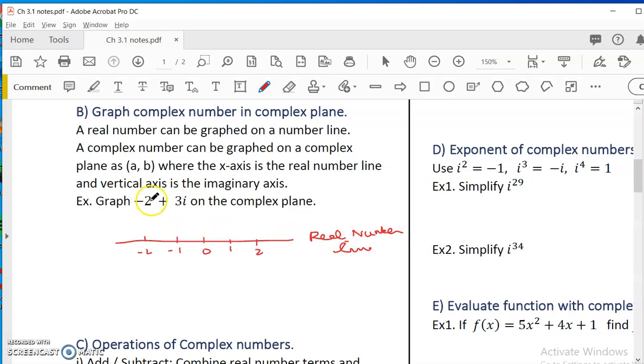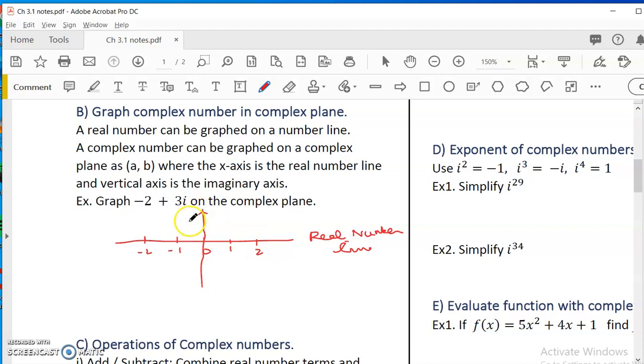So you can graph -2 over here, but you cannot graph 3i. So if you graph this number, -2 plus 3i, it does not represent it totally. So how can I graph a number on a real number line? You cannot. So what we can do is we add a vertical line.